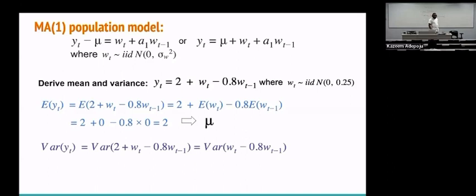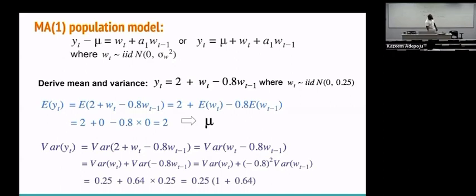Now, how do we get the variance? We want to get the variance of YT. You can see we got a 2 that is a constant, right? So when we're looking at the variance, we just disregard the constant, because the variance of a constant is zero. A constant doesn't change. Now we're going to apply the law in statistics. So we're going to have the variance of WT plus the variance of negative 0.8 WT minus 1, and that leads to what I have now.